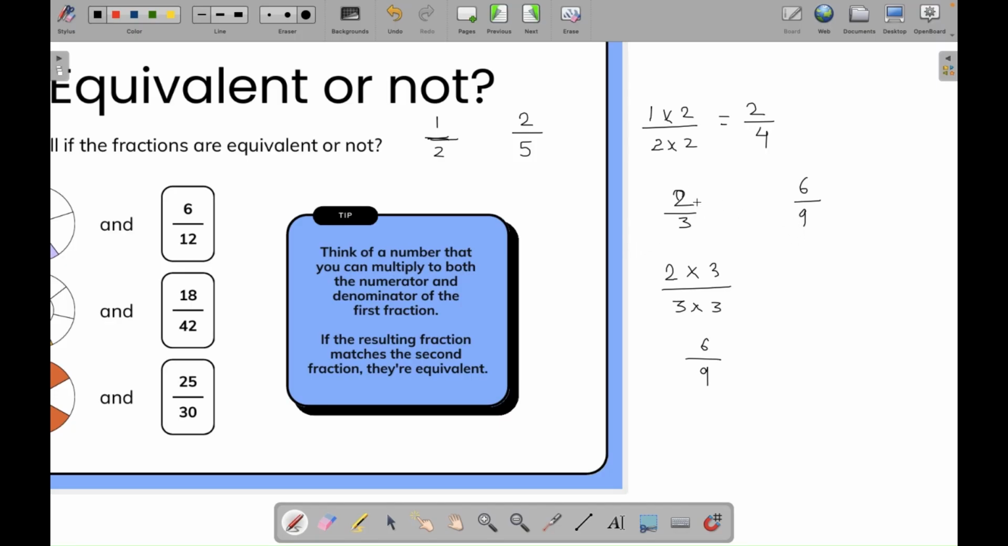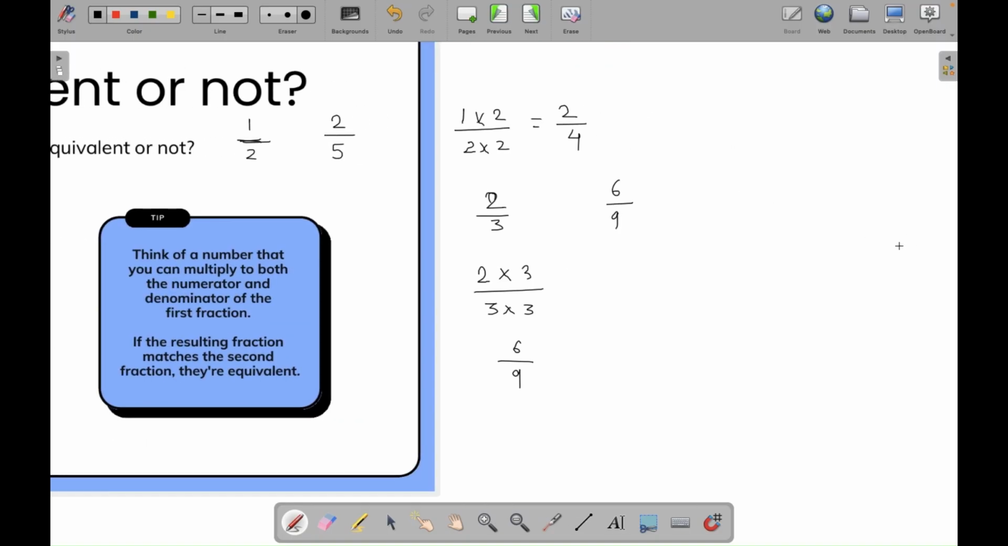So what we are doing is we are trying to multiply it with some number and then checking whether I end up with the same fraction. If I end up with it, then they are equivalent. If I don't, then they are not equivalent. Okay. Sometimes, it is not always necessary that you should always check the numerator.